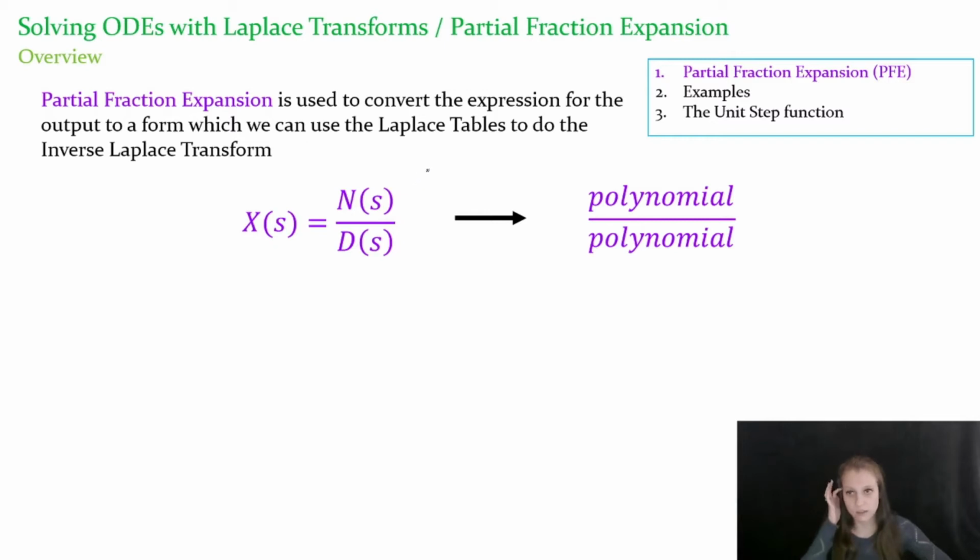For the sake of my videos, our transfer functions will be a polynomial over a polynomial. N of s represents the polynomial in the numerator, and D of s represents the polynomial in the denominator. It's also important to note that s is the Laplace variable, and that denotes that we are in the Laplace domain.